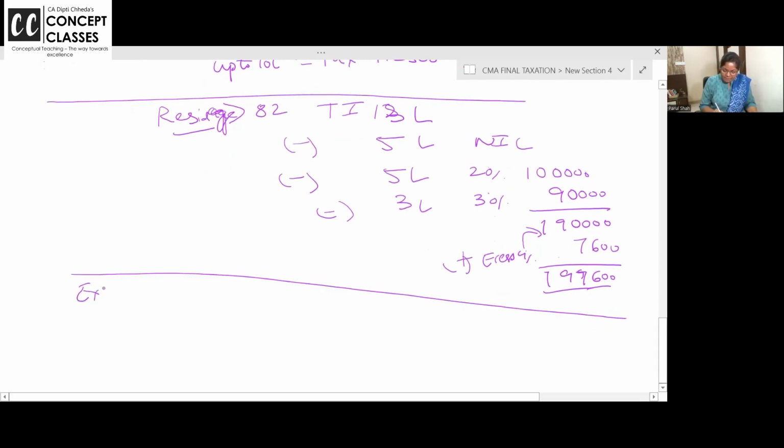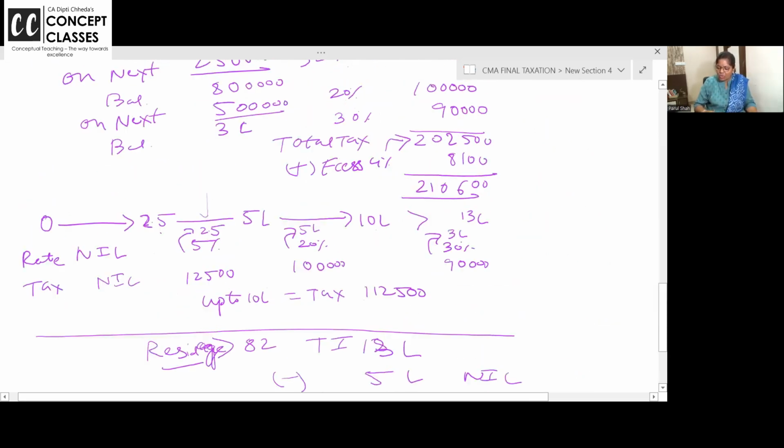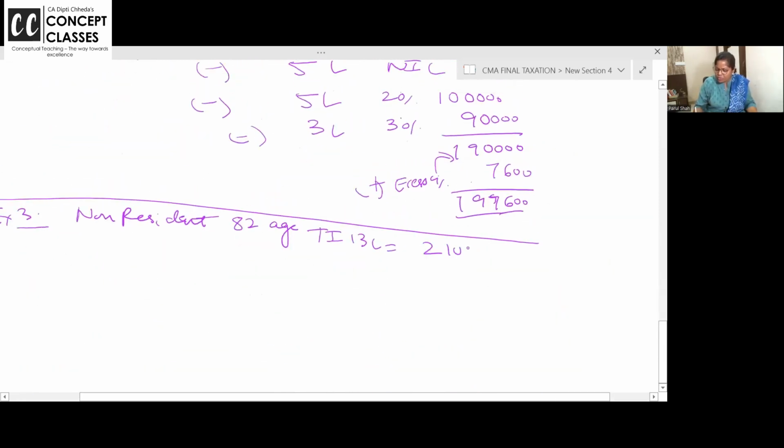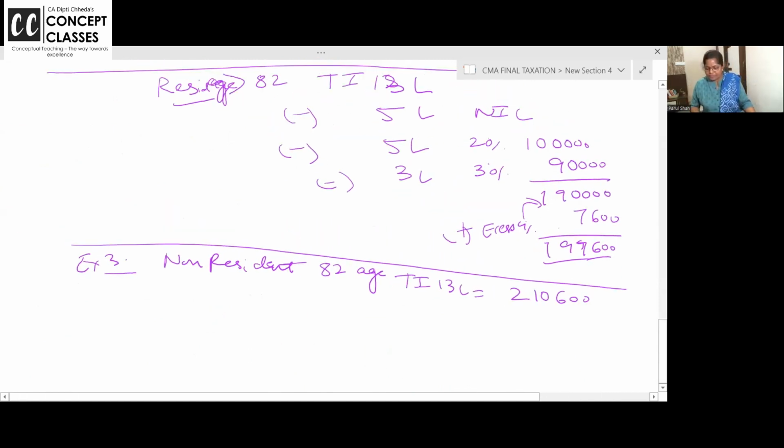Example 3. Non-resident person with age 82 years and total income 13 lakhs. Will he get basic exemption 5 lakhs? No. So for him the tax will be same 2,10,600 which we calculated earlier.